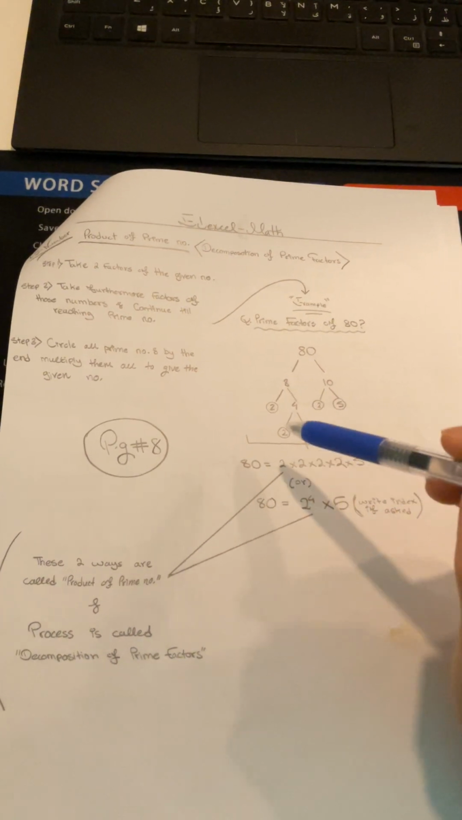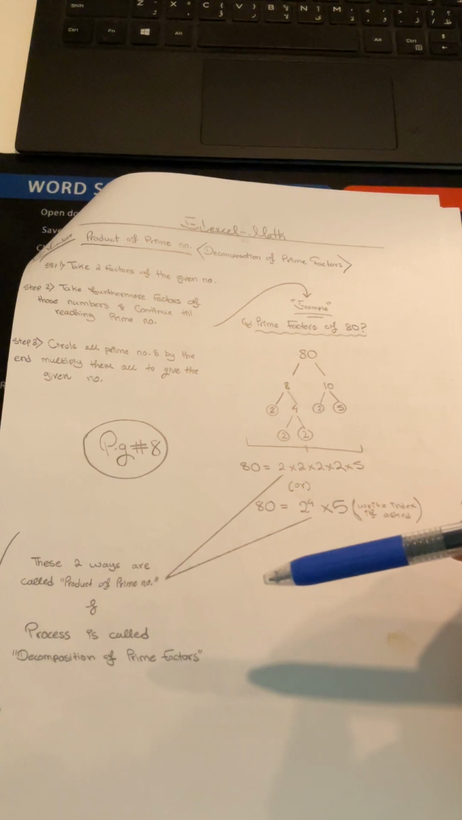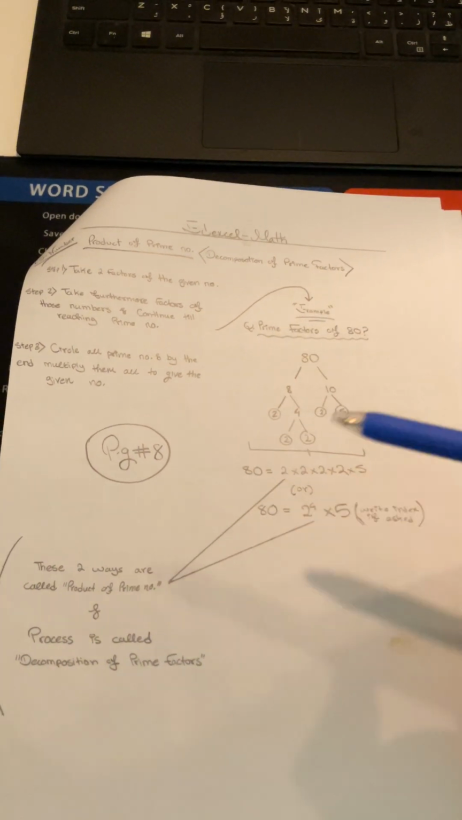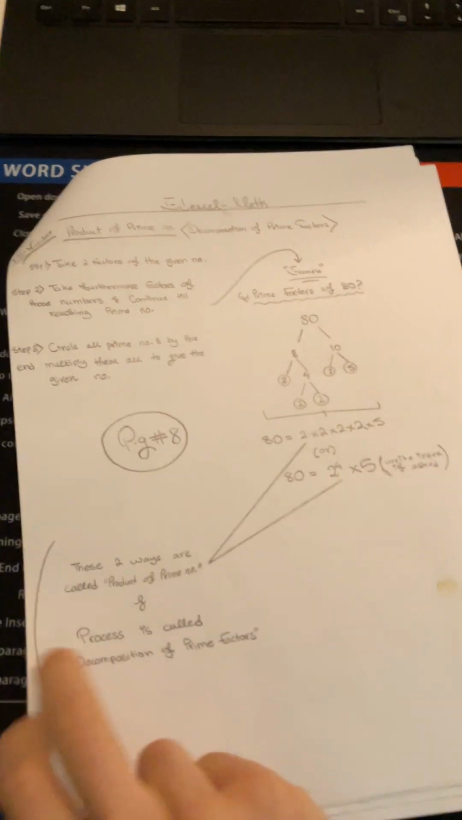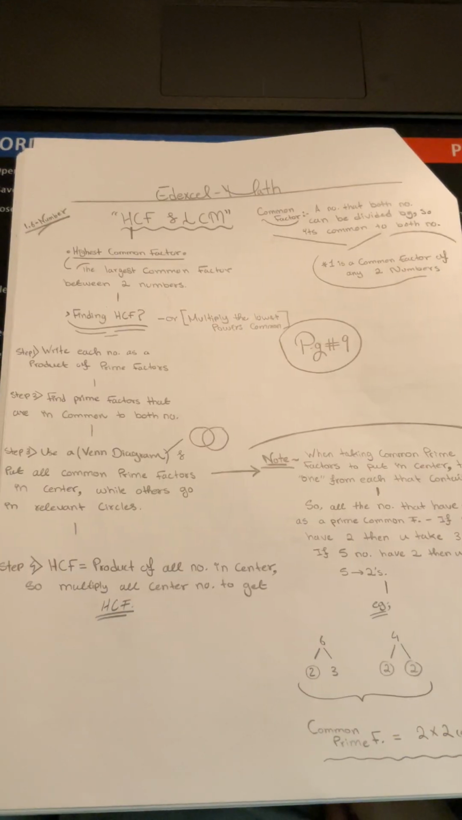Always recheck in the calculator, but basically these are the two ways in which you can write the product of prime numbers. And like I said, this process is known as decomposition of prime factors. And we will be using this method to calculate the HCF and LCM.